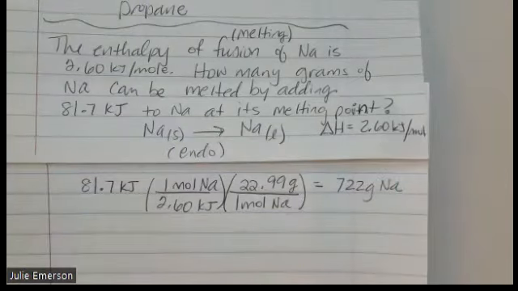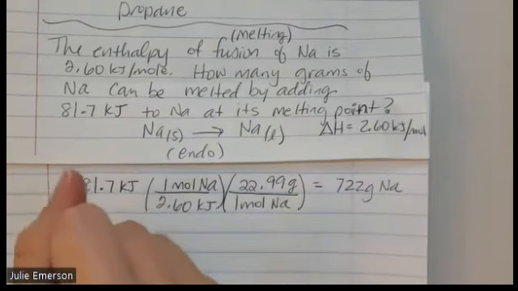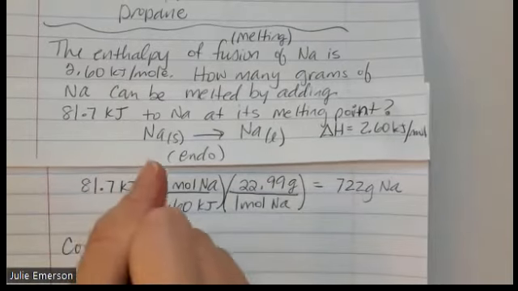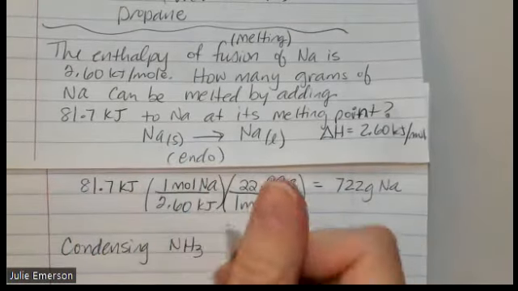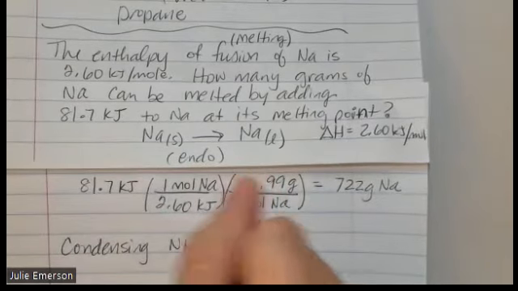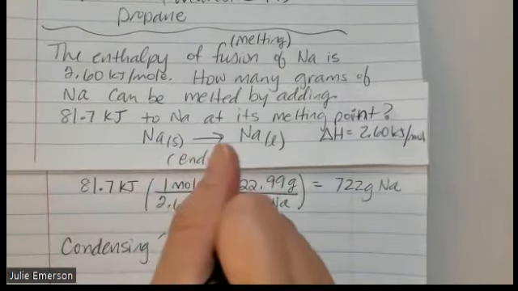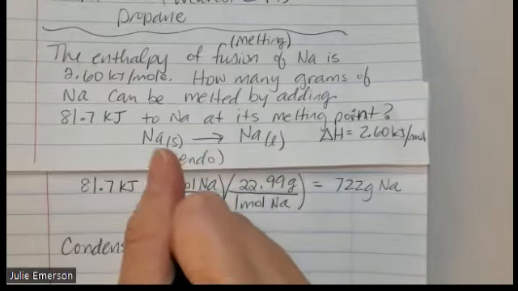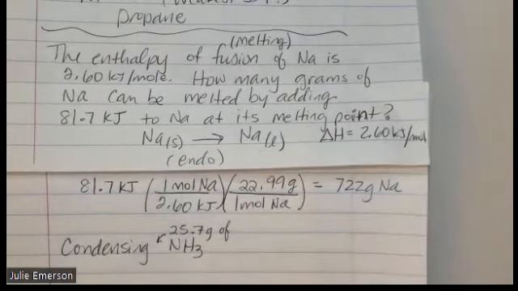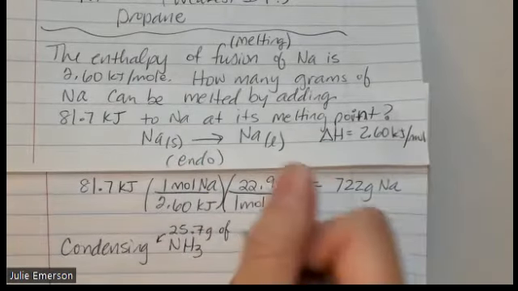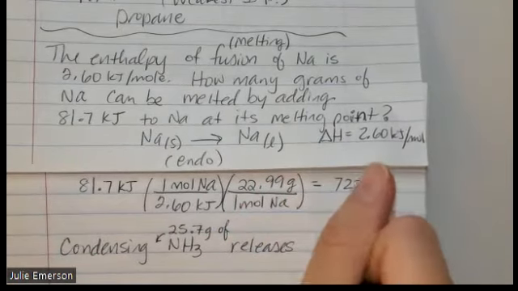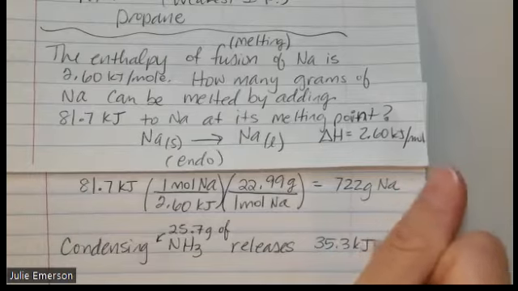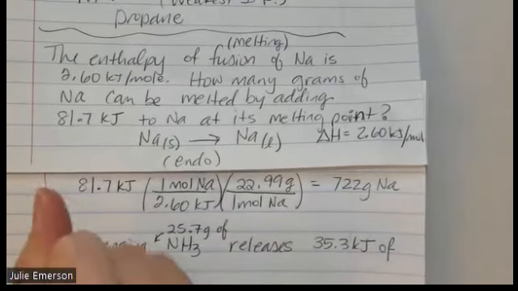All right, another example here says condensing ammonia, nitrogen trihydride. Sorry, I should have said 25.7 grams of ammonia. It releases 35.3 kilojoules of energy.